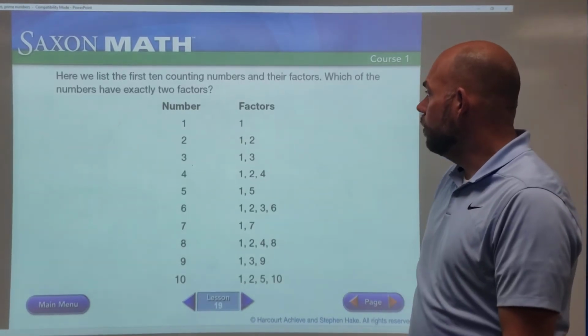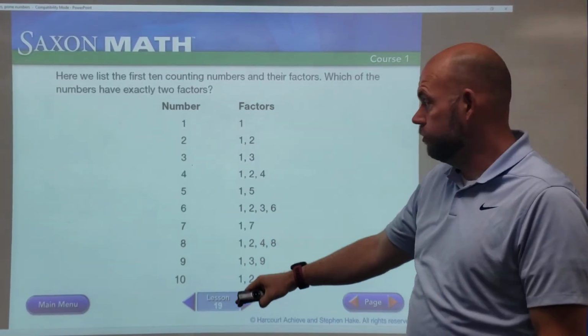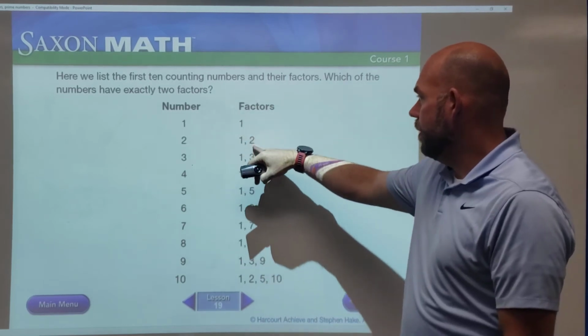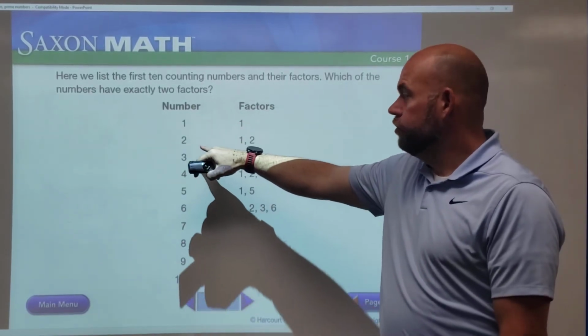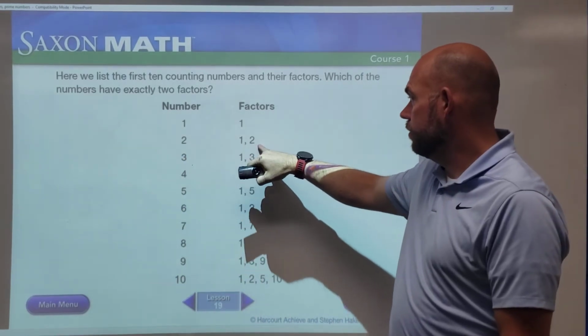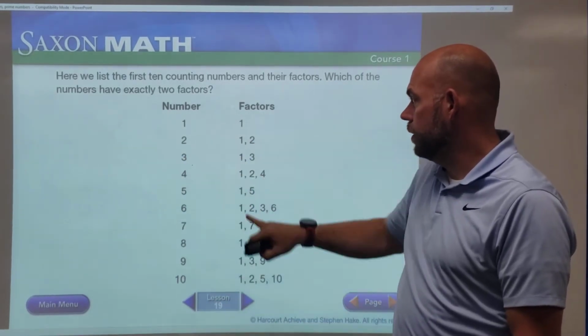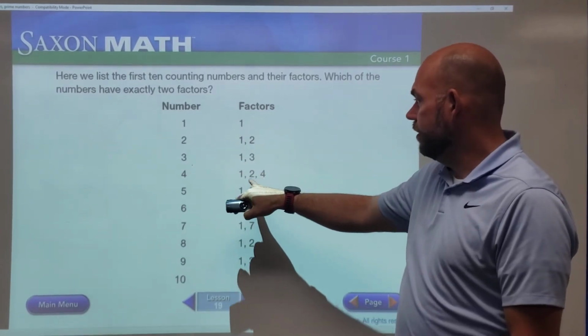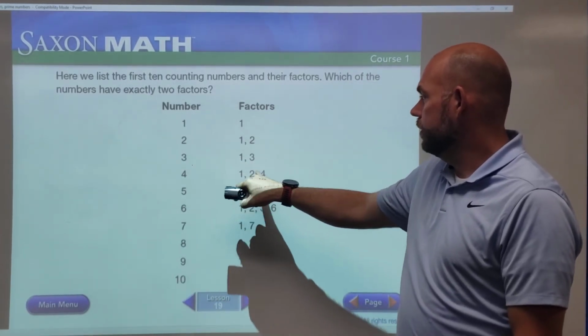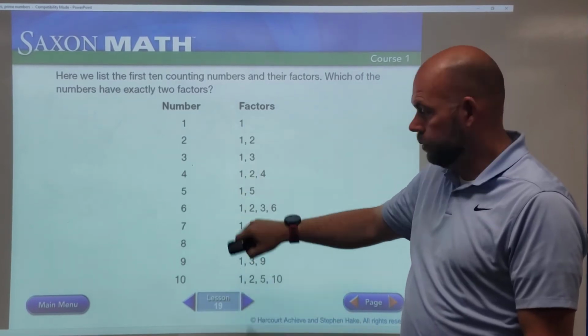Okay, so when we look at the first 10 counting numbers or whole numbers and want to map out how many factors they have, 1 has only 1 factor. 2 is our first prime number because we can multiply it by 2 and 1. 3 and 1 is also a prime number. 4 has 3 factors, 1 times 4 and 2 times 2.